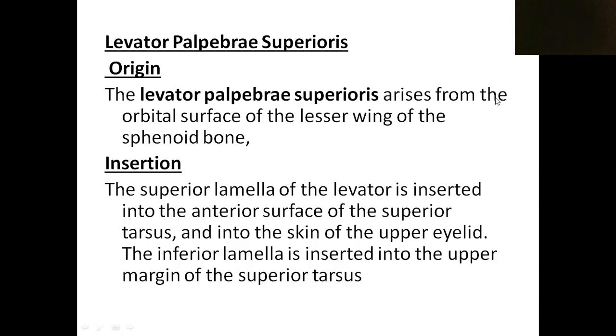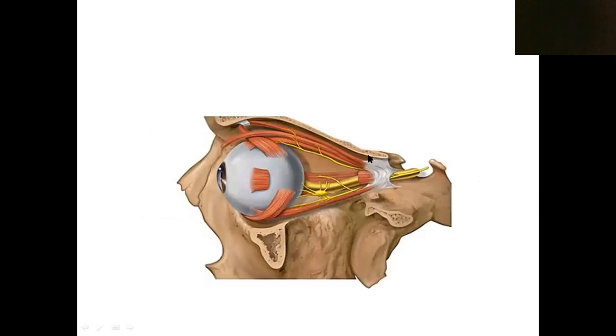Levator palpebrae superioris arises from the orbital surface of the lesser wing of sphenoid. What is meant by that? See, this is the roof of the orbit. The posterior part of the roof. This area of the roof is formed by the lesser wing of sphenoid. So this levator palpebrae superioris.